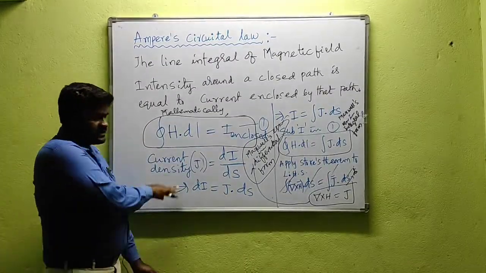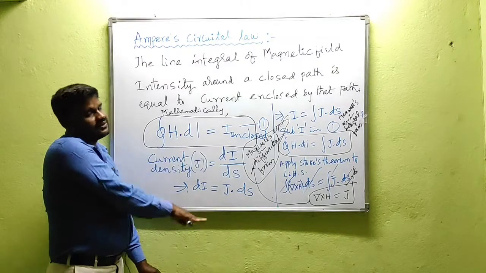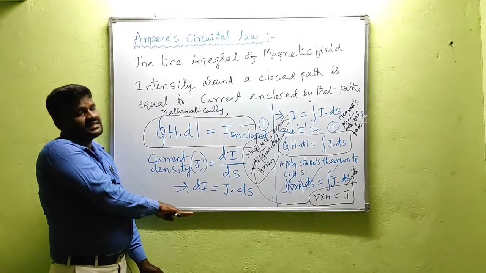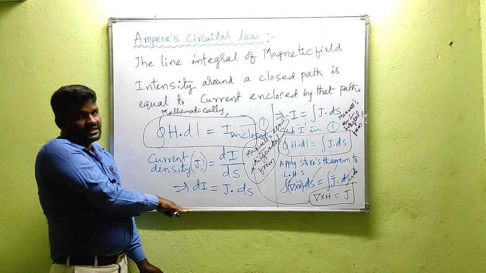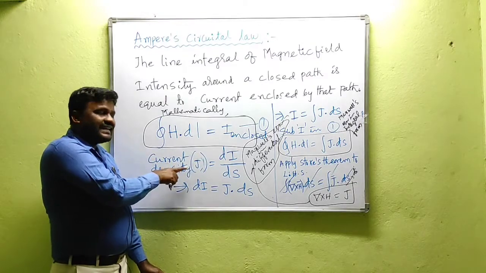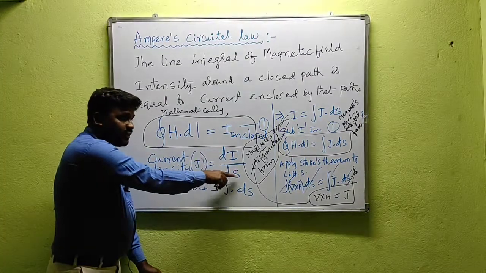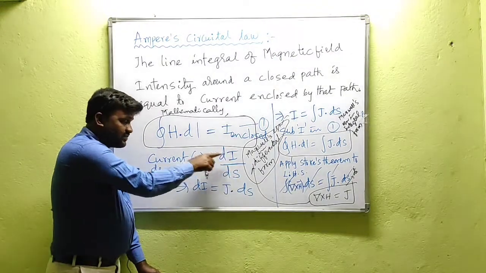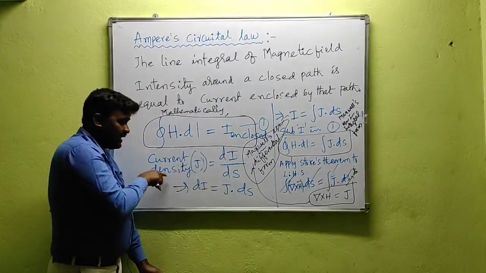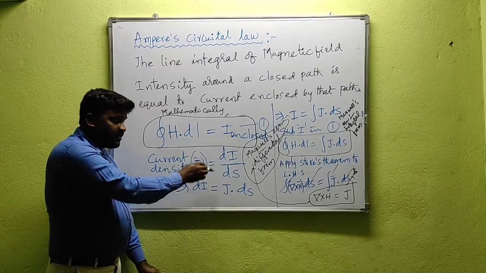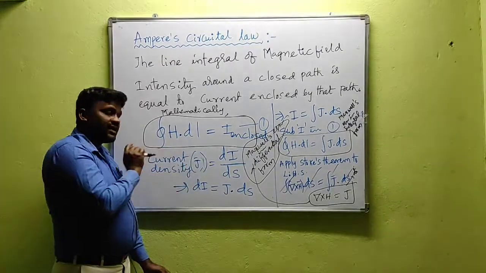Next we have current density. Flux density is defined as flux per unit surface area. Surface charge density is defined as charge per unit surface area. Similarly, current density is defined as current per unit surface area. If this area changes, the current passing through that area also changes. Current density is represented by J, so J bar equals dI by dS. Basically it is a vector quantity.